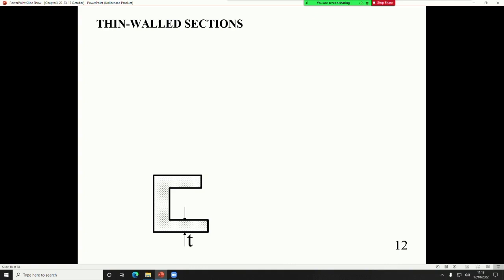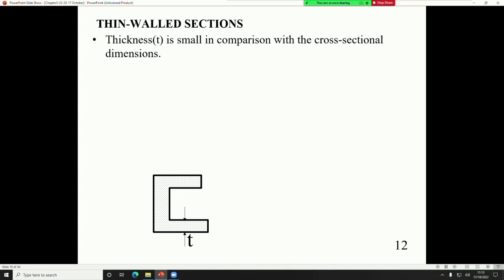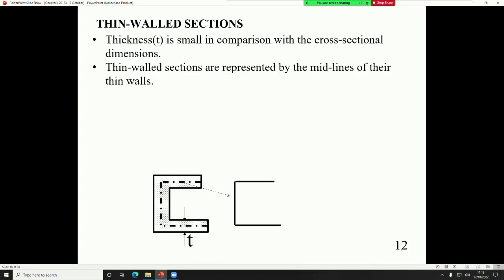So a thin section is one where the thickness, in comparison with the other dimensions of the section, is small. That is the definition of a thin-walled section. The thickness in comparison with the other dimensions of the cross section is small, not with respect to length. So when t is small, we can show a thin-walled section using the mid-lines of its edges or walls. If you look at the textbooks, when drawing a thin-walled section, they don't show it the way I've drawn it here. This is how we show a thick-walled section. For a thin-walled section, we just use the mid-line or mid-plane of the section.